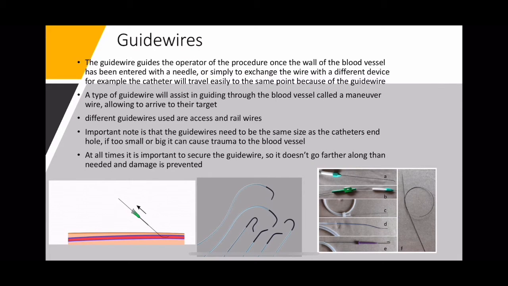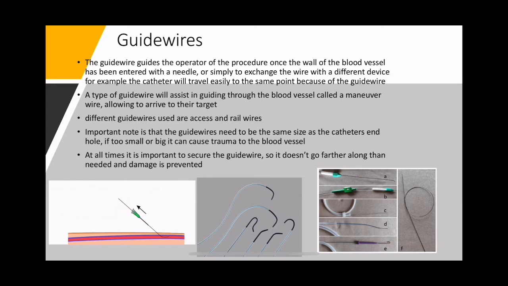The guide wire guides the operator of the procedure once the wall of the blood vessel has been entered with a needle, or is used simply to exchange the wire with a different device. For example, the catheter will travel easily to the same point because of the guide wire. A type of guide wire that assists in guiding through the blood vessel is called a maneuver wire, allowing it to arrive at the target. Different guide wires used are access and rail wires.